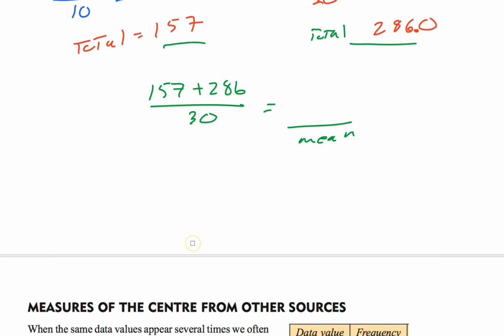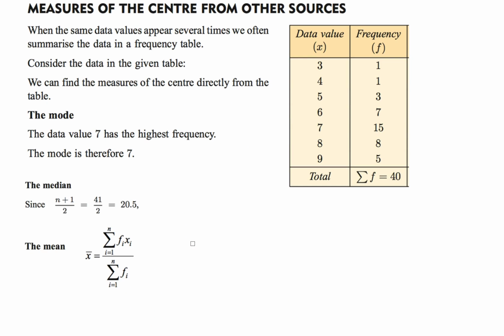Now let's talk about what a frequency does to our sensor data. The first thing you notice is it makes the mode really easy to find, right? Look at this. The mode is 7. Done. 7 has the most values, 15 of them. Now it does make the median a lot tougher, because I can't just count out and cross out first and last. There's a big bunch of numbers here, 40 of them in fact.